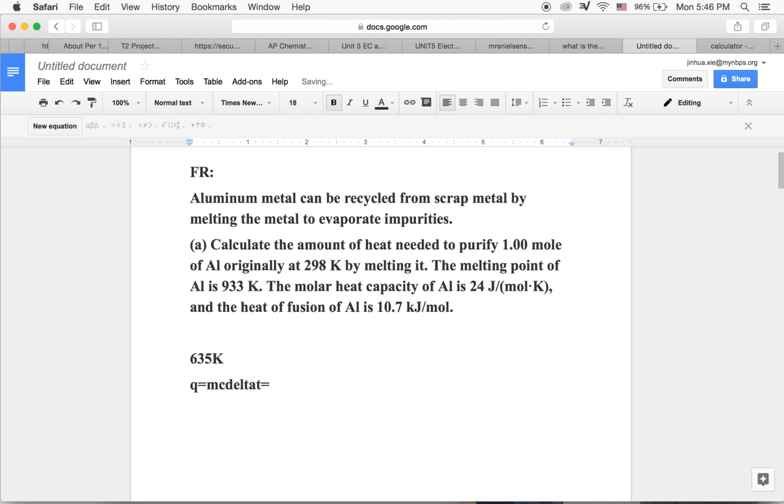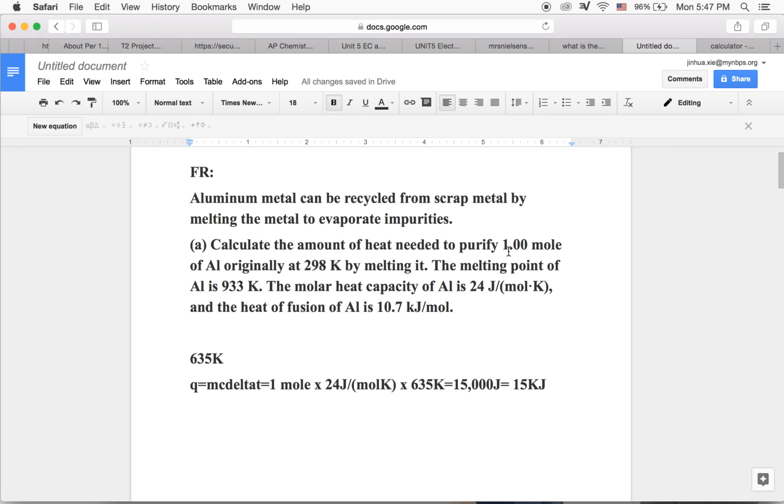where m is 1 mole times the C, the molar heat capacity, is 24 joule per mole K, and times 635 K, which is the temperature change, and we got 15,000 joules, and we change it to 15 kilojoules.